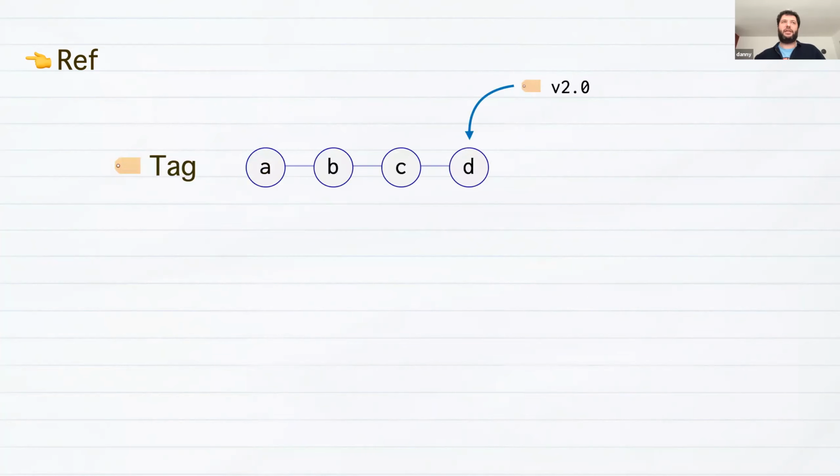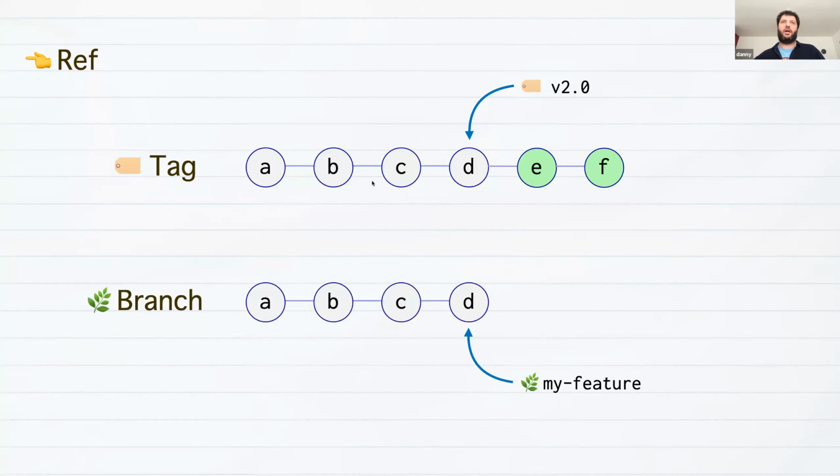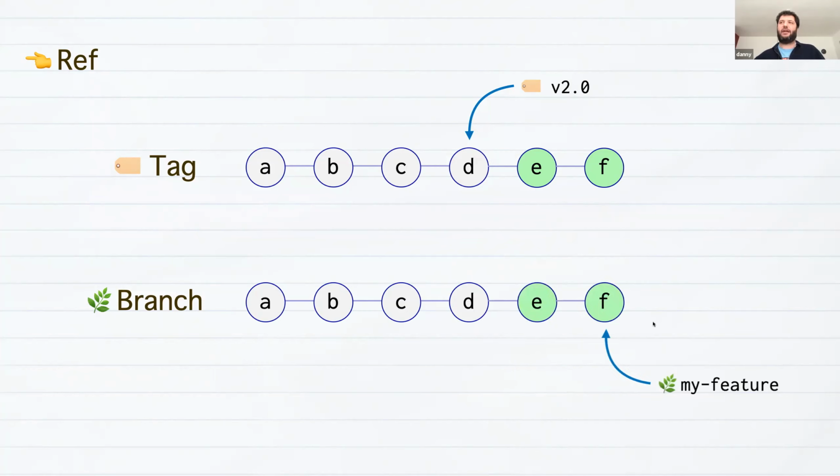So, for example, here's a tag. We've got some commits A, then B, then C, then D, and then we've added a tag, version 2, which points to commit D. If I make a new commit and then another commit, the tag version 2 stays exactly where it is. So the tag is pointing to the commit D. Whereas with a branch, I've got the same history, and I've got a branch ref, which points to commit D, and I'm working on this branch. If I add another commit and then another, the my feature ref will move along to the latest commit. So that's the only difference between those two refs.